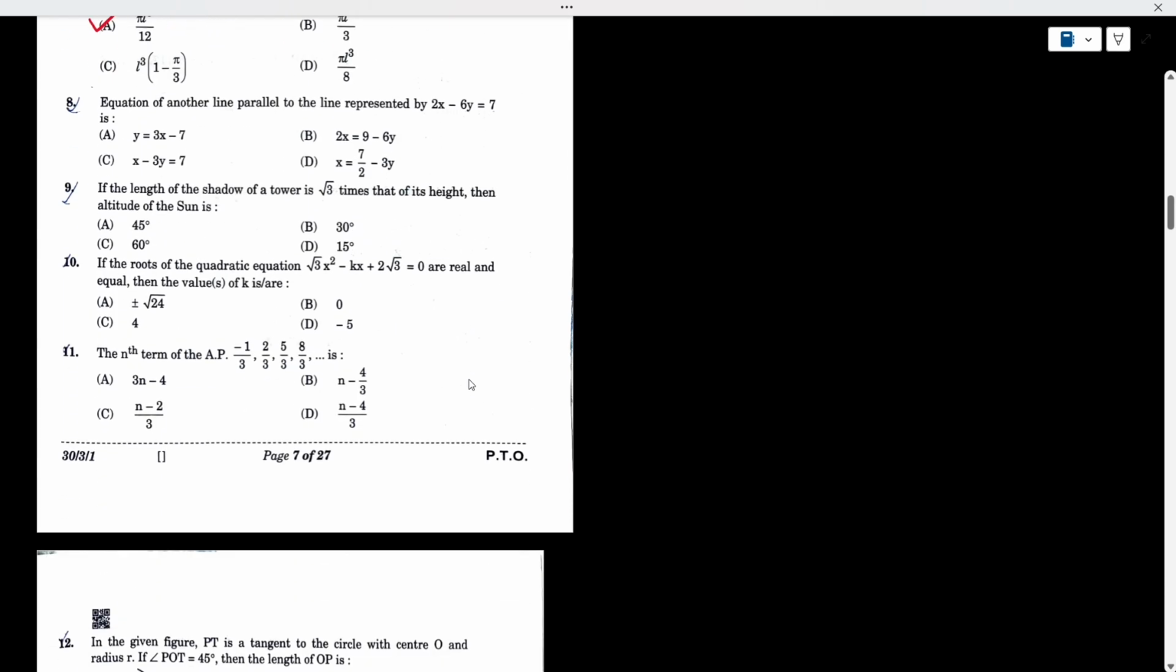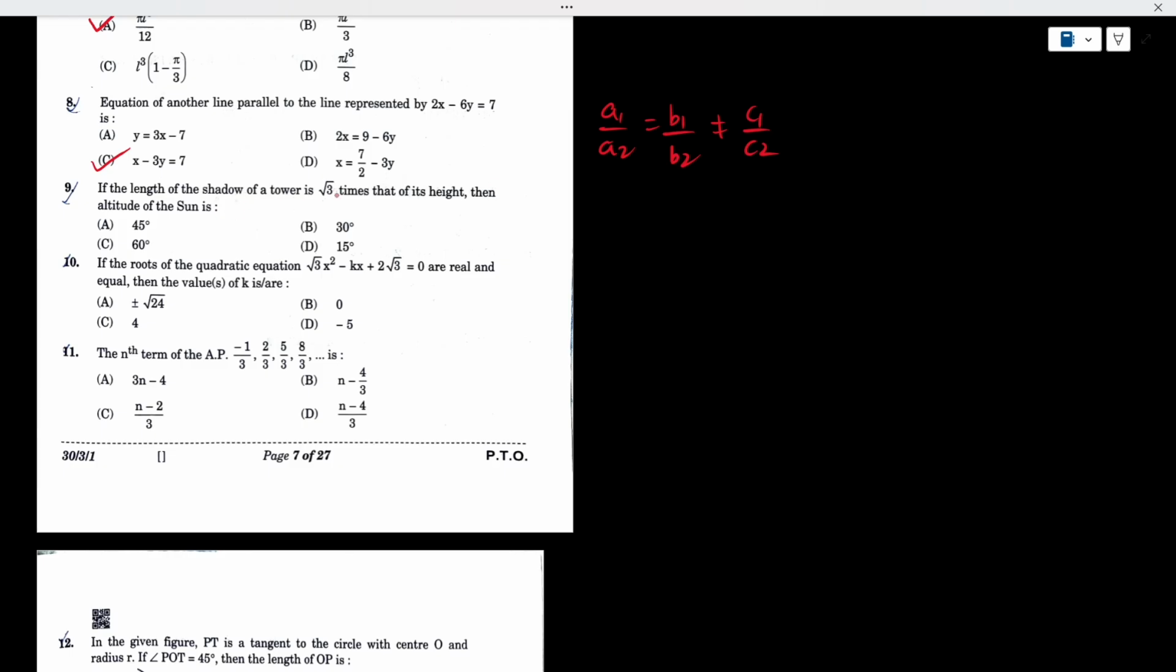Now the equation of another parallel line. You know that for a parallel line, A1 by A2 equals B1 by B2 is not equal to C1 by C2. If you check that, you will get the right option as x minus 3y equals 7, option number C.